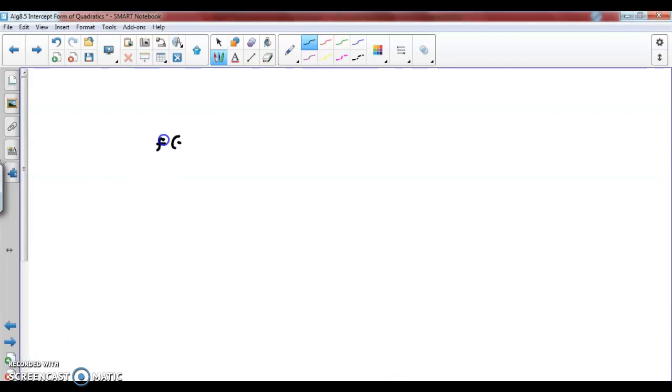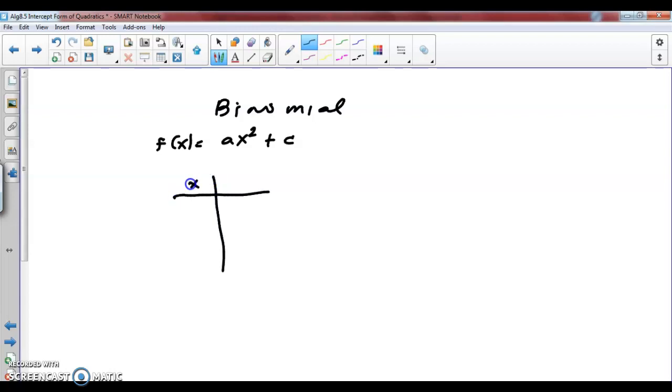So what if the given function is a binomial? We're now looking at binomial quadratic functions. Again, we begin with your table, right? You have your x here. You have your y is equal to x squared. Just like what we did previously, you keep adding a column depending on what you need.